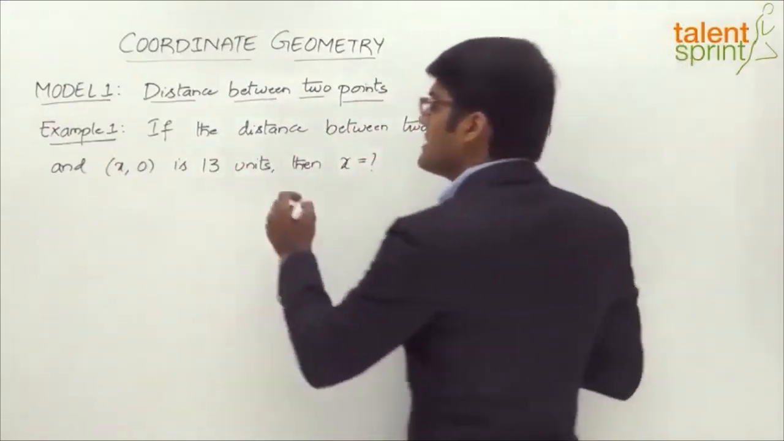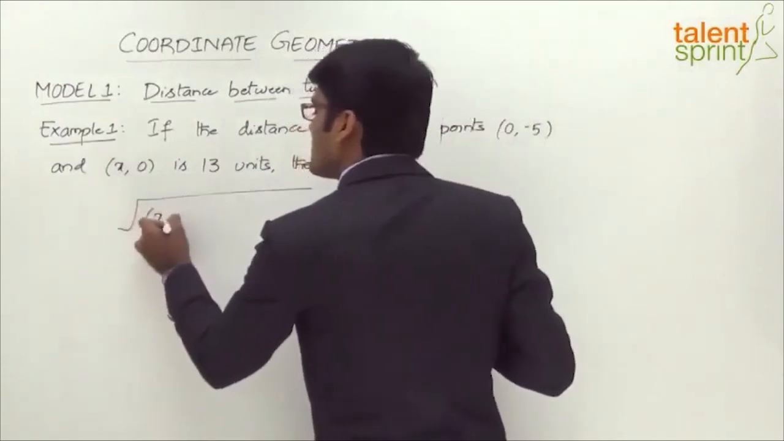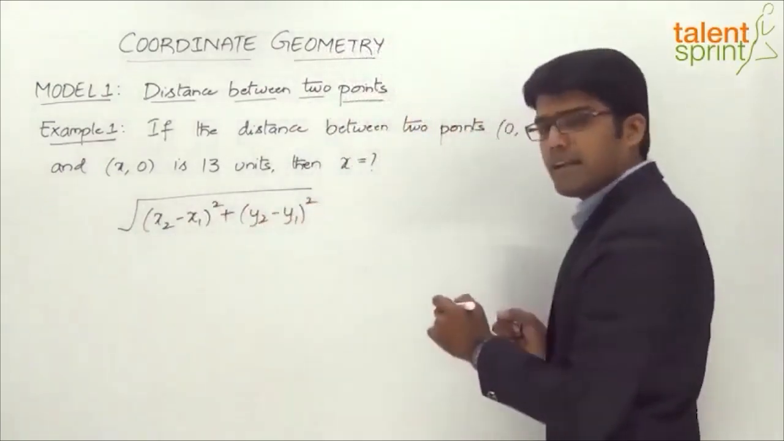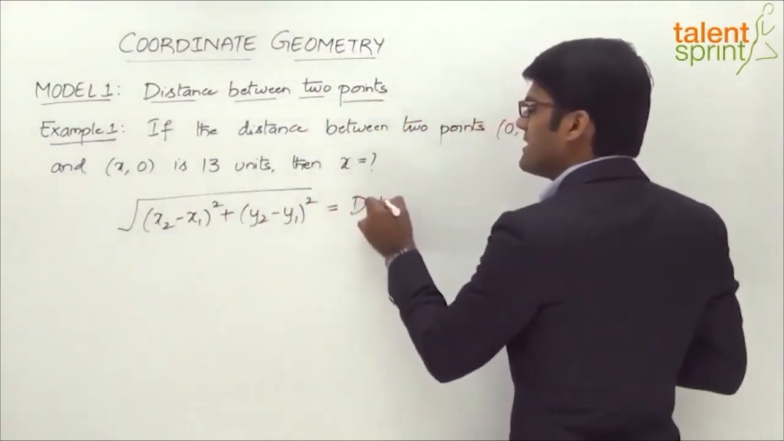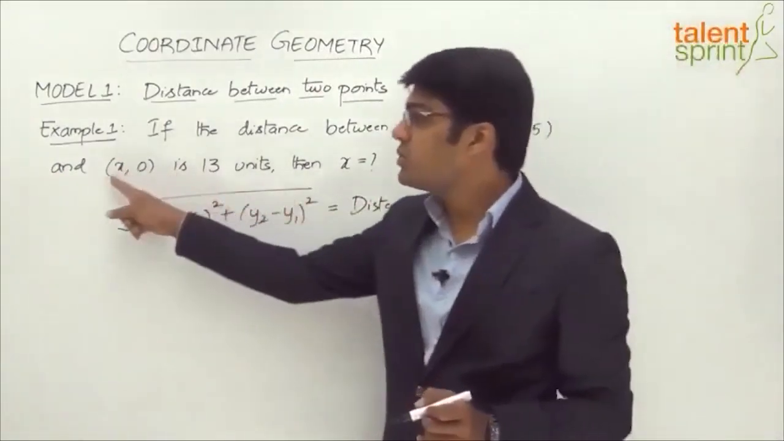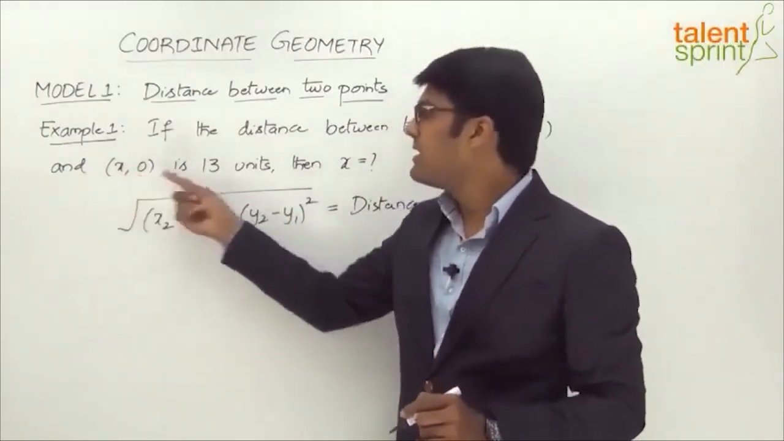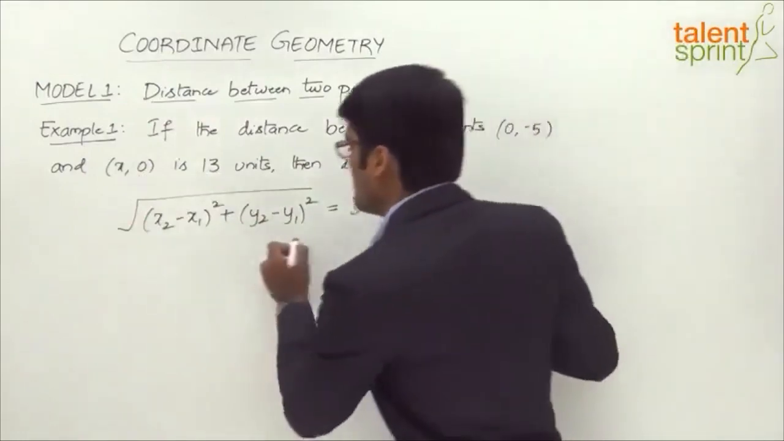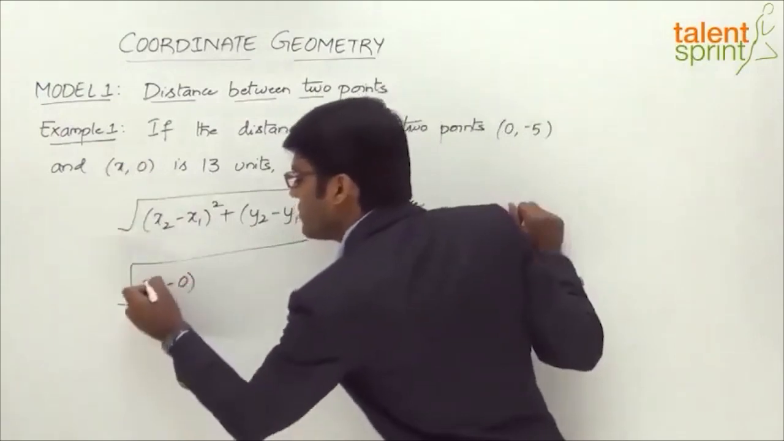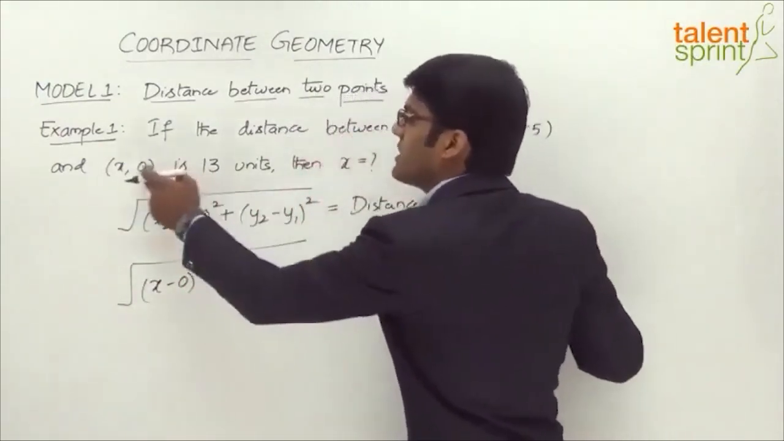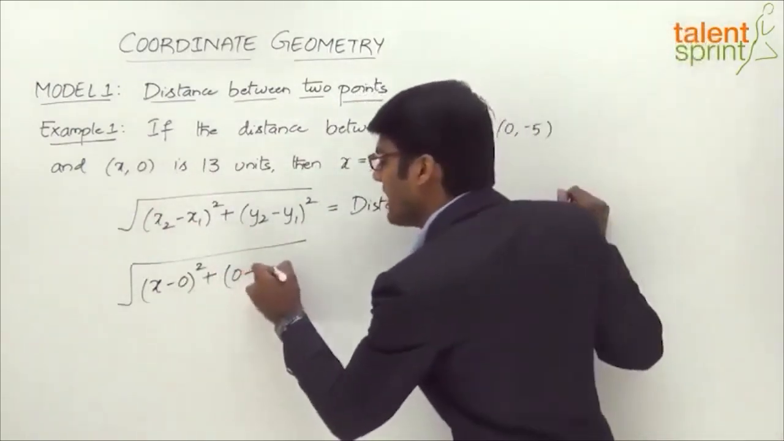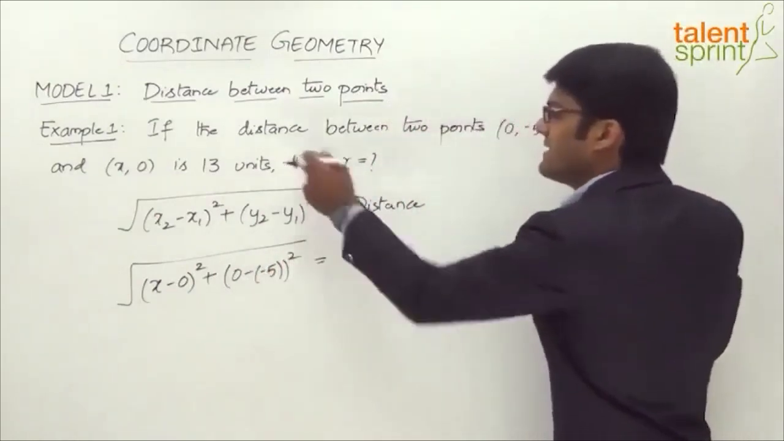Now we very well know that the distance between 2 points can be calculated as root over x2 minus x1 whole squared plus y2 minus y1 whole squared, right? This will give us the distance between the 2 points. Let us just substitute the given values. So what is x1? 0. y1 is minus 5, x2 is x and y2 is 0. The distance is given as 13 units. So x2 minus x1, that is x minus 0, whole squared, plus y2 minus y1. What is y2? 0 minus y1. y1 is minus 5. So 0 minus of minus 5 whole squared equals the distance, 13.